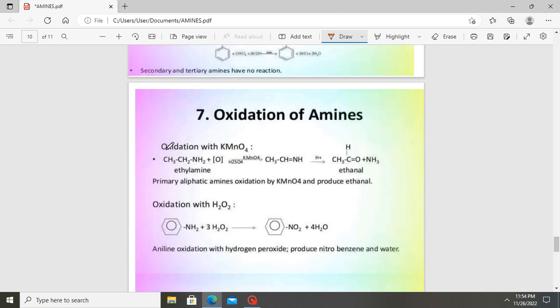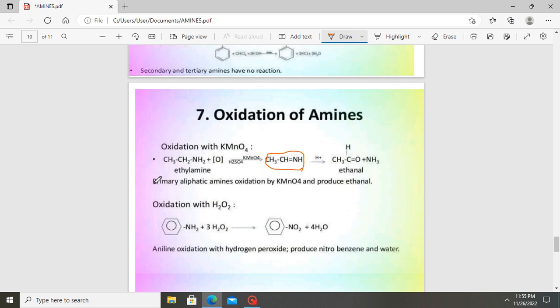Amines can also be oxidized with potassium permanganate in the presence of sulfuric acid to alcohols and aldehydes, as in here. Ethylamine, when oxidized with potassium permanganate in sulfuric acid, can yield ethanol in this sequential reaction. After yielding this intermediate, which is not stable, when reduced, it can form the ethanol and leave ammonia.